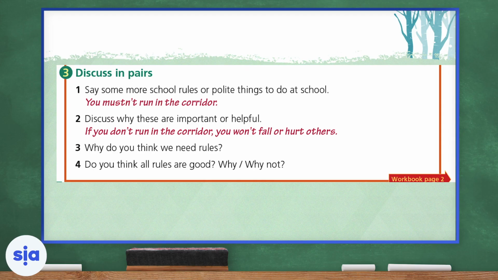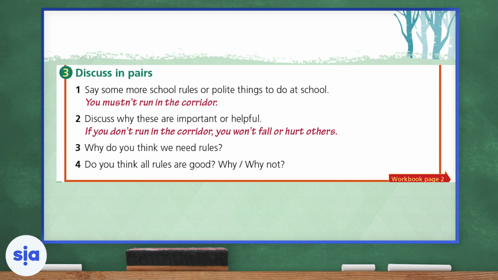Let's move on to the next question. Number 4, do you think all rules are good? Why or why not? So in this case, I want you to think about the rules that you have in school that you must follow and categorize them or divide them. Do you think they're good rules or bad rules and why? And discuss with a friend.